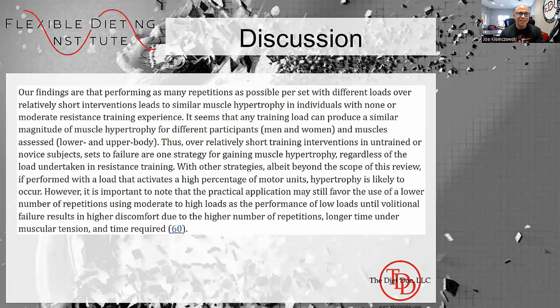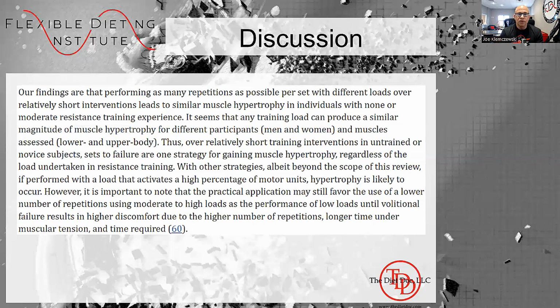But for what it's worth, it seems that any training load can produce a similar magnitude of muscle hypertrophy for different participants, men and women, and muscle-assessed upper and lower body. Thus, relative short training interventions in untrained or novice subjects, sets to failure are one strategy for gaining muscle hypertrophy, regardless of the load. Again, all of that applies to relatively new people. With other strategies, albeit beyond the scope of this review, if performed with load that activates a high percentage of motor units, so that's higher load, hypertrophy is likely to occur.